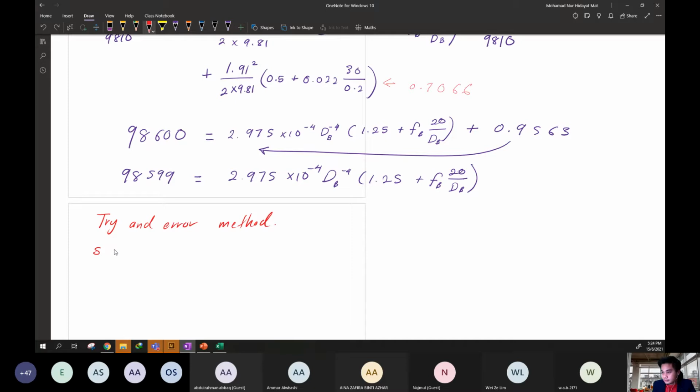Okay, you try first dB equal to 0.1. Okay, and then you will find out that the relative roughness e over dB equal to 0.0026. And then you will find out that the Reynolds number at B is 7.6 multiplied with 10 to the power of 5. And therefore F, okay, here should be 0.026.